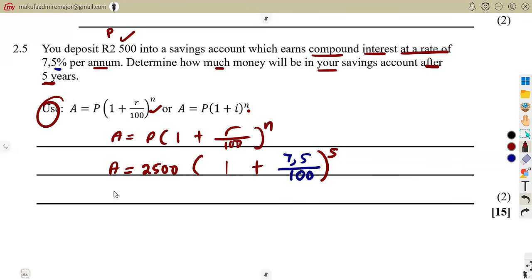There we just need our calculators to get it directly. That is going to give us the amount of 3,589.07 to 2 decimal places.